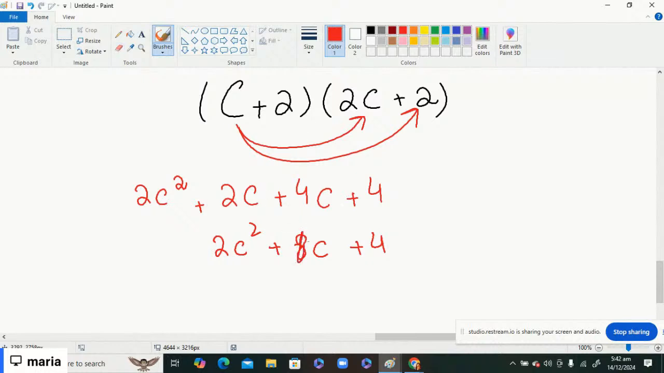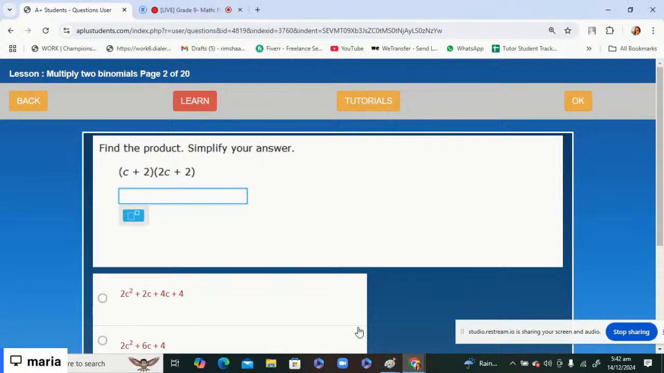It's not multiplication, it's addition. 4 plus 2 is 6. I just put it 6 here. 2c square plus 6c plus 4. Here is the answer.